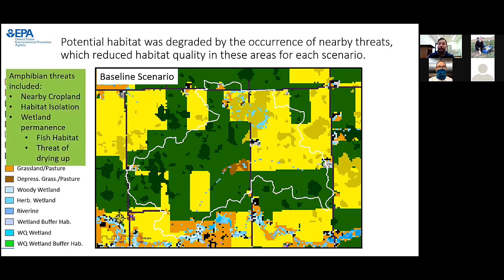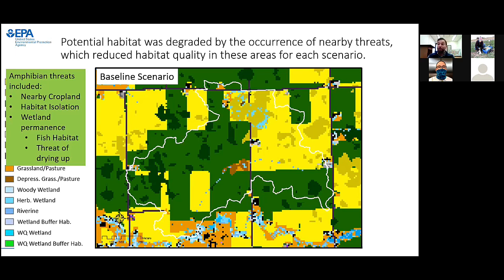Threats to amphibian habitat included the presence of cropland within 1 kilometer, habitat isolation, and wetland permanence, with permanent systems threatening amphibians due to the potential for fish presence and temporary systems threatening amphibian habitat due to their tendency to dry out regularly. Threats to grassland birds were nearby urban areas, roads, woodlands, and croplands.